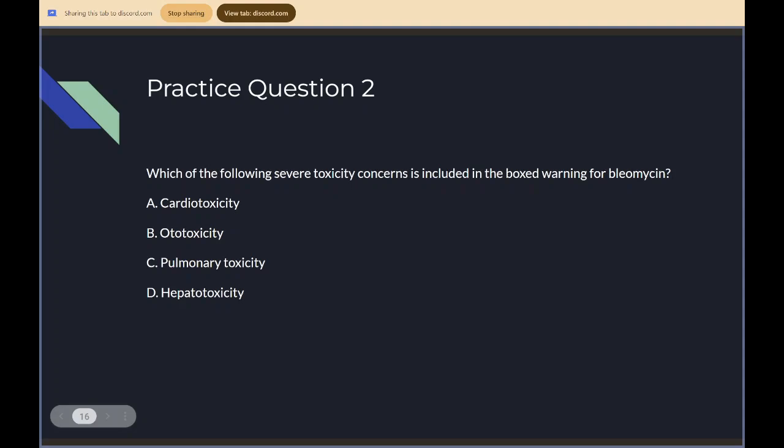Now let's go on to practice question 2. Which of the following severe toxicity concerns is included in the boxed warning for bleomycin? Choice A, cardiotoxicity. Choice B, ototoxicity. Choice C, pulmonary. And choice D, hepatotoxicity.